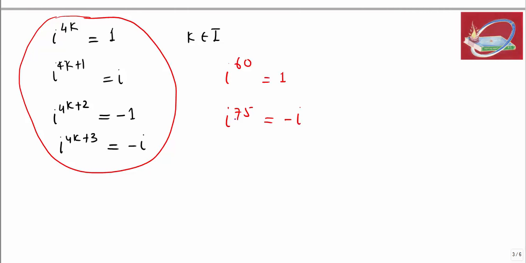We divide it by 4, what are we getting here? You can see we are getting 75 is of 4k plus 3 type. Similarly, we can have I to the power 1001. This is of the kind 4k plus 1 type, so this is equal to I, we can write this.